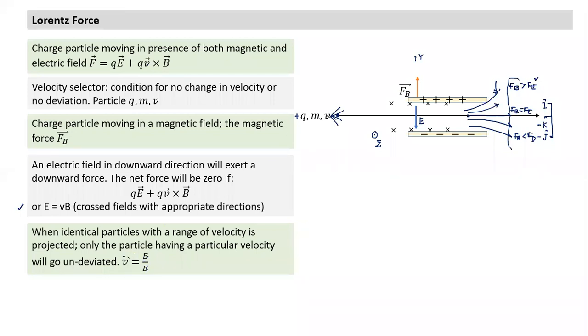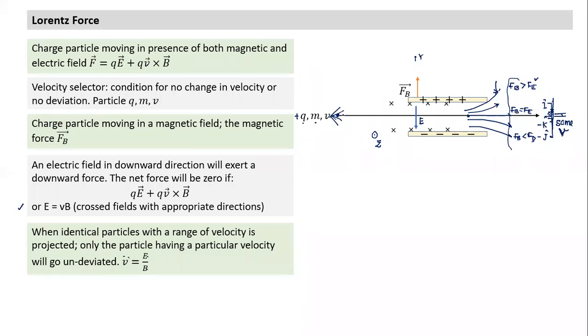So if I have a mix of charged particles having different kinetic energy, but mass and charge are the same, and I project them and make them pass through an electric field and magnetic field in a crossed fashion, and I keep a collector here, this collector will have a hole. If I have a slit here, the particles which pass through will have the same KE. All will have the same velocity. Is this point understood?